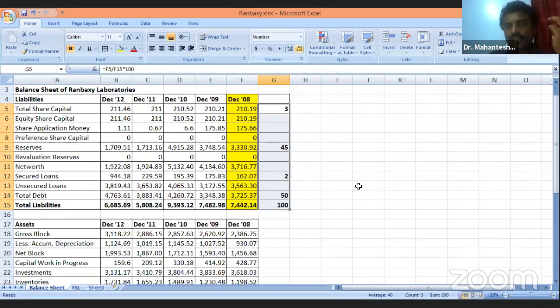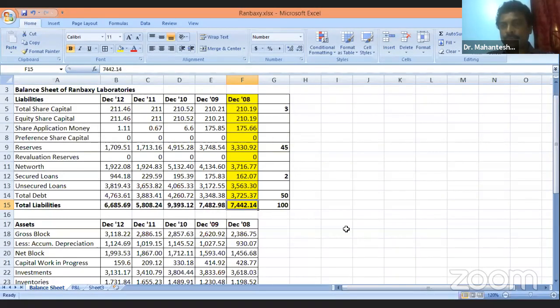So for that reason, what I do is I convert the total liabilities into 100. I treat total liability is equal to 100, and rest of the variables in the balance sheet, I convert them into percentage. Now, comfortably, you can remember only total liabilities. Total liabilities is about 7,500 crores. Total share capital is 3%, reserves is about 45%, secured loans are about 2%, total debt is about 50%.